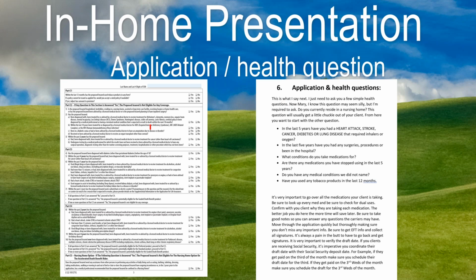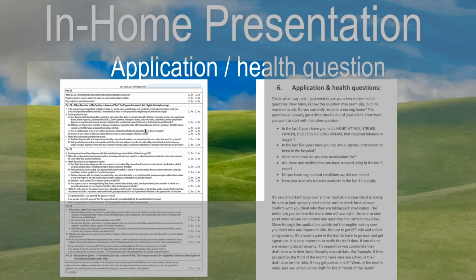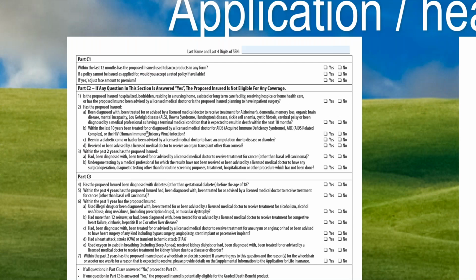Okay, now, if you look at the Transamerica application, let me magnify this. As you can see, question 1 is: is the proposed insured hospitalized, bedridden, residing in a nursing home, assisted or long-term care facility, receiving hospice or home health care? You can read that whole question. I'm just going to ask, Jimmy, I know this question may seem silly, but I'm required to ask, do you currently reside in a nursing home?